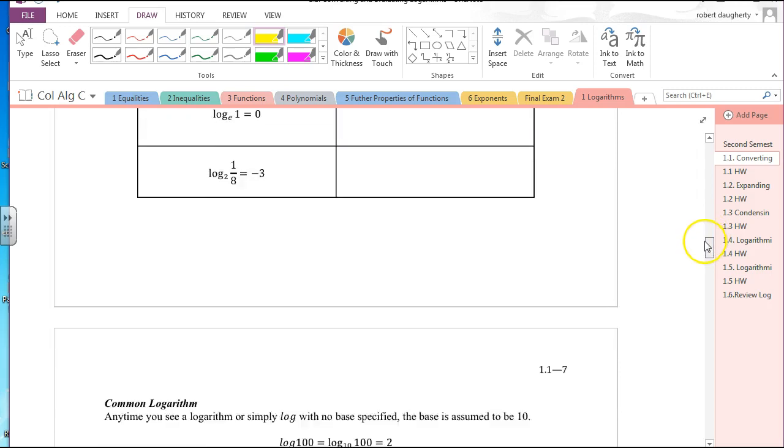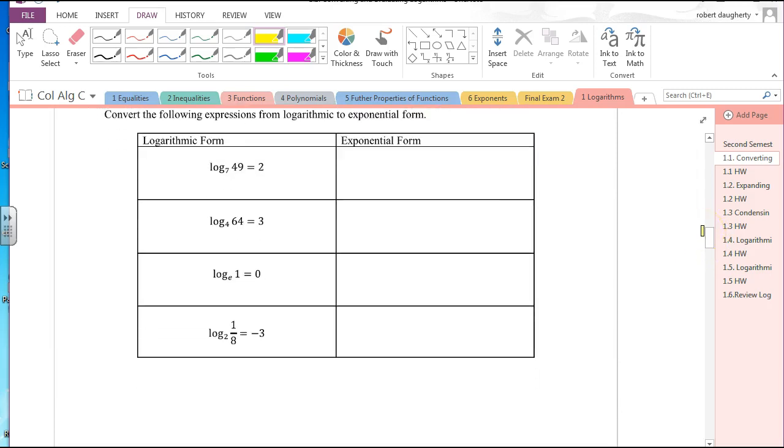Now, let's take things that are in log form and write them in exponential form. So in this case, what is the base?